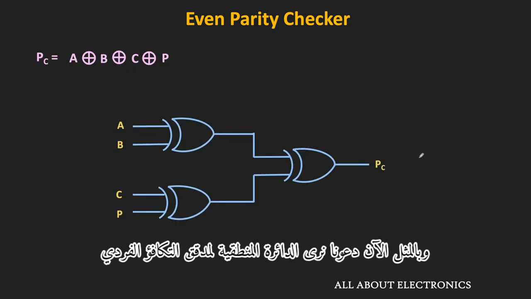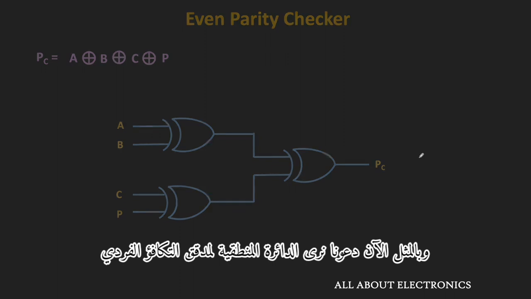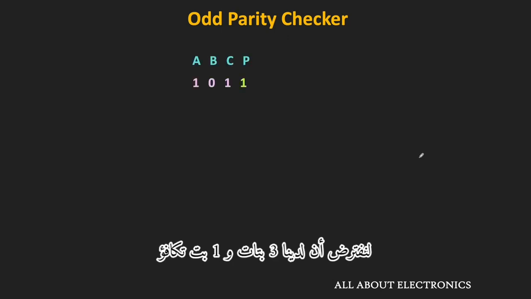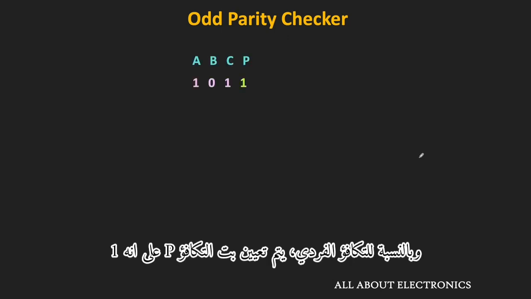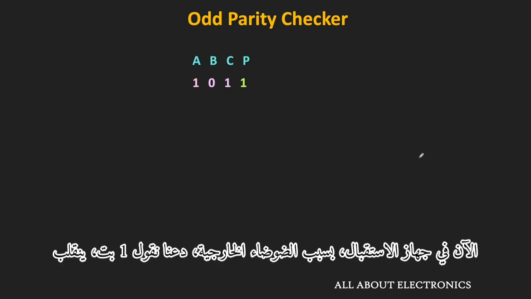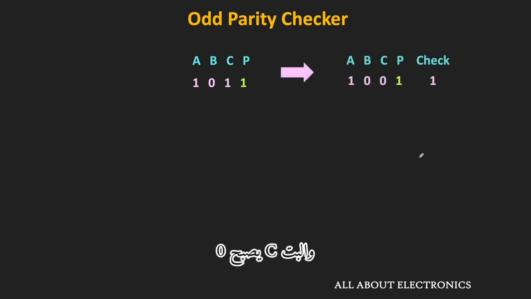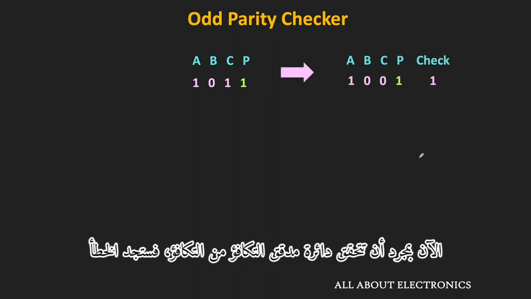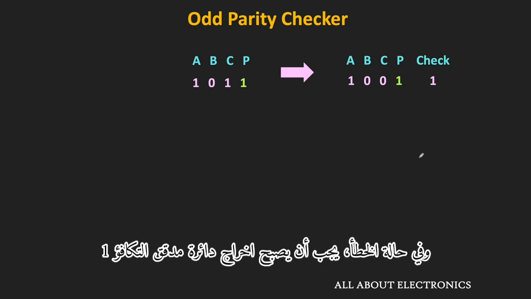Similarly, now let us see the logic circuit for the odd parity checker. And once again, let us take the case of 4 bits. So let's say we have 3 data bits and 1 parity bit. And for the odd parity, this parity bit P is set as 1. Now at the receiver, due to the external noise, let's say 1 bit gets flipped and this bit C becomes 0. So now once the parity checker circuit checks the parity, it will find the error. And in case of the error, the output of the parity checker circuit should become 1.